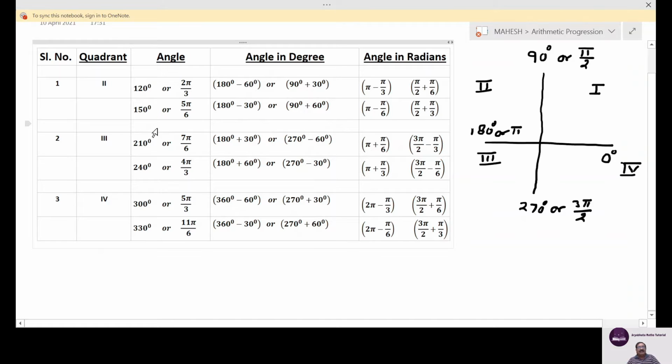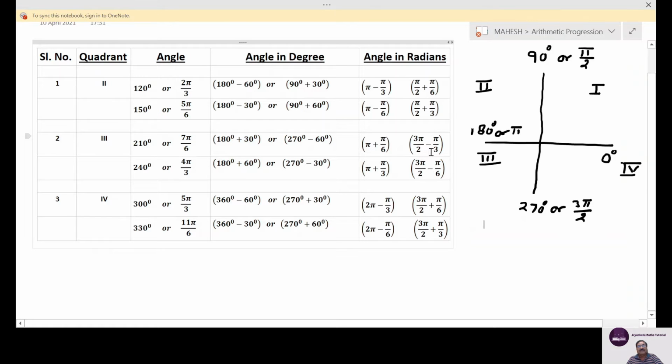210 degree, or 7 pi by 6, lies in the third quadrant. It will lie somewhere here. 210 degree can be described as 180 plus 30 degree or 270 minus 60 degree. And this 7 pi by 6 can be described as pi plus pi by 6 or 3 pi by 2 minus pi by 3.